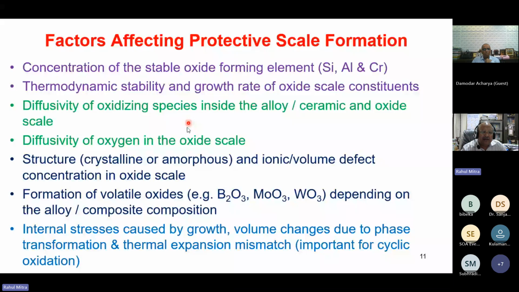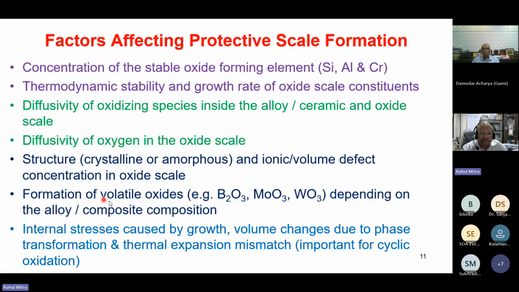These are the factors which affect the structure, crystalline or amorphous. If it is amorphous, it is better. And then there is the ionic volume defect concentration in oxide scales. Suppose the oxygen anions move through the oxide scale. If there is an anion vacancy, it will make it easy for oxygen to pass through. But if there are excess anions, the oxygen will find it difficult to pass through the oxide scale. So defect concentration is also important.